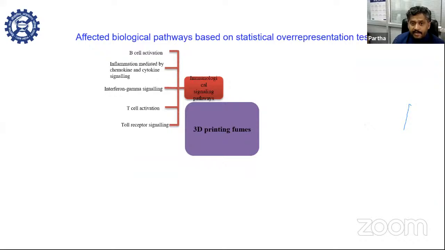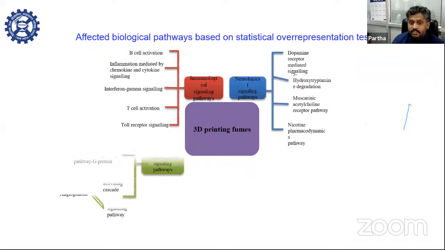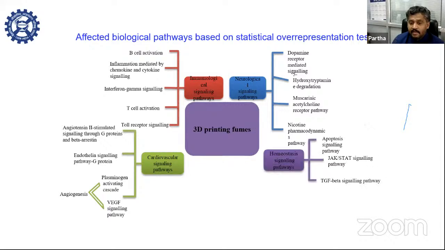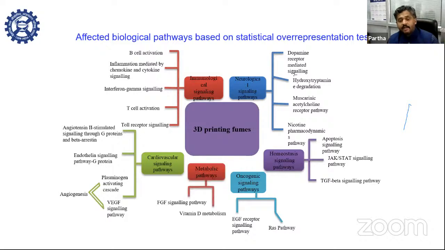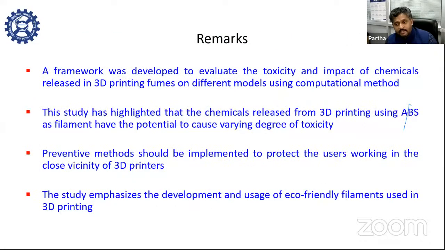They are impacting immunological signaling, neurological signaling, cardiovascular signaling, hemostatic signaling pathways, and oncogenic signaling pathways. So in that way, we covered a systematic study in which we collected a fiber used for 3D printing, collected the chemicals, and understood the ADMET properties and the pathway analysis. This way, you can make a risk assessment framework for safer design of new chemical fibers or existing fibers, and how safe they are. So that's where we started this study.